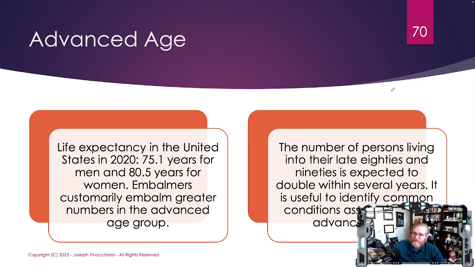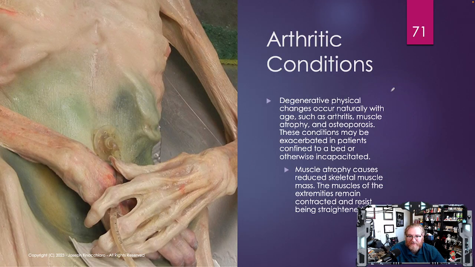So, advanced age. Life expectancy in the United States in 2020 is 75.1 years for men and 80.5 years for women. Embalmers customarily embalm greater numbers in this advanced age group. The number of persons living into their 80s and 90s is expected to double within several years. It is useful to identify common conditions associated with advanced age.